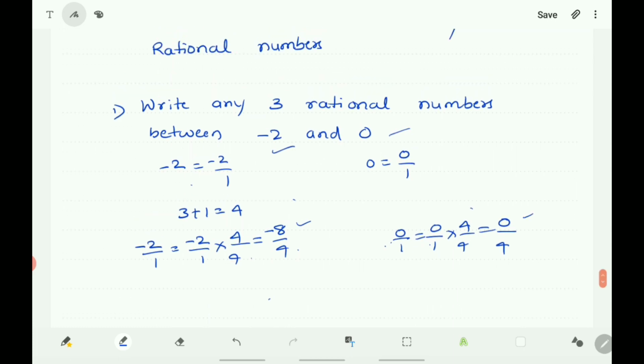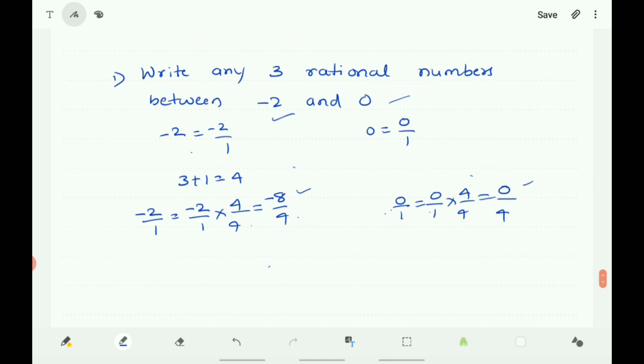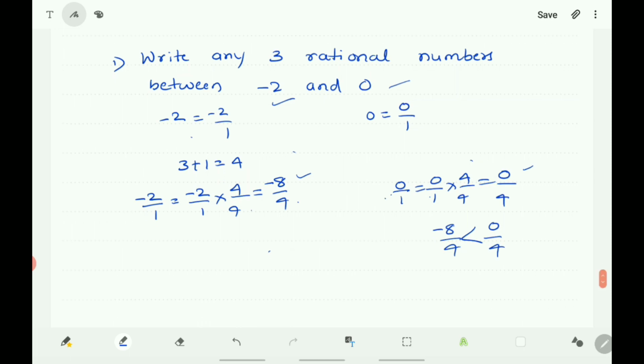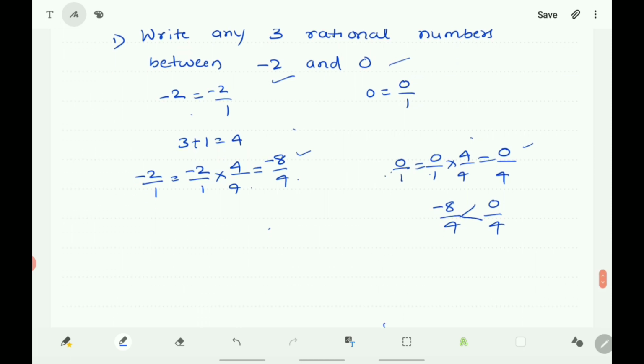Now here we have to find three rational numbers. Here it is minus 8 by 4 and here it is 0 by 4. So 0 by 4 is greater than minus 8 by 4, that is, minus 8 by 4 is lesser than 0 by 4. In between, you must write rational numbers greater than minus 8 by 4, that is minus 7 by 4, next minus 6 by 4, minus 5 by 4, minus 3 by 4, minus 2 by 4, minus 1 by 4. And the next one is 0 by 4.